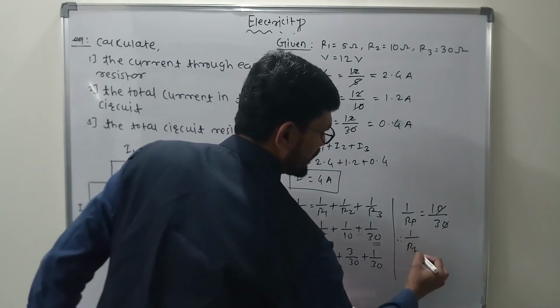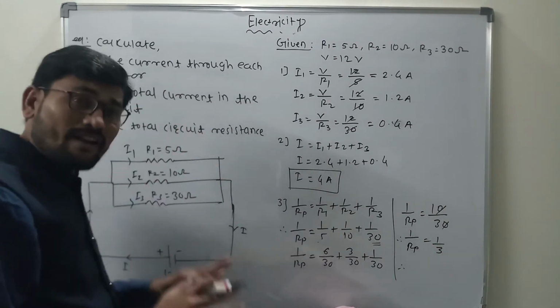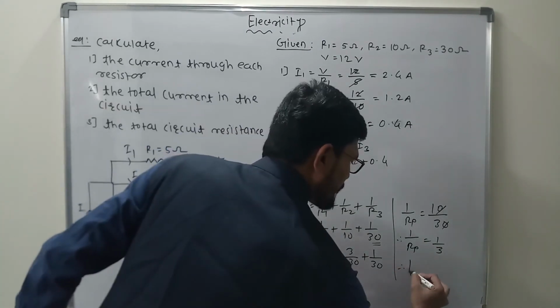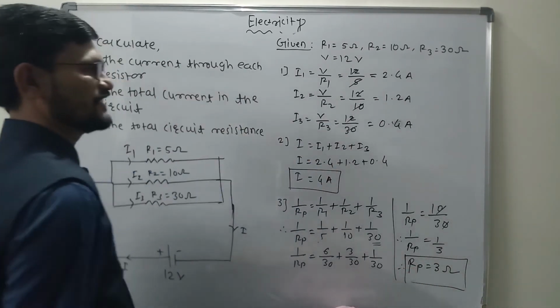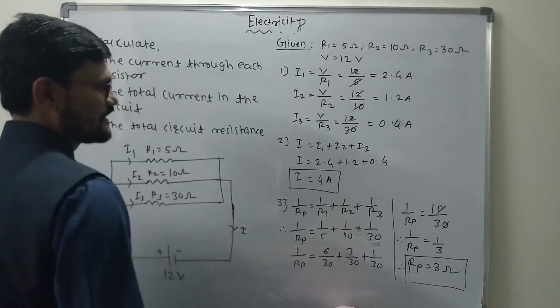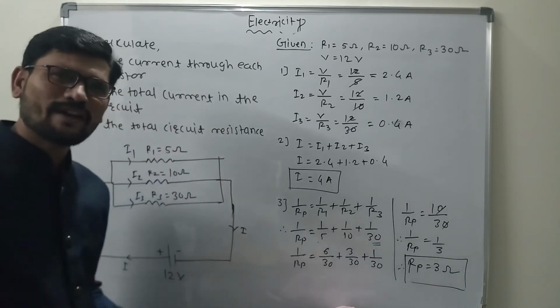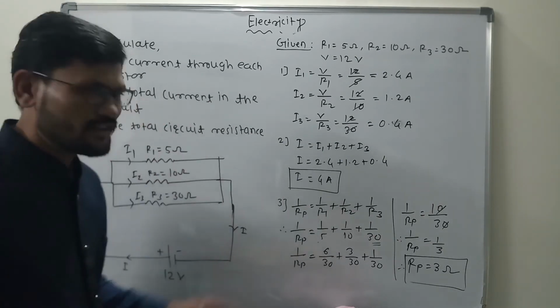1 by Rp is equal to 1 by 3. This is not the equivalent resistance in parallel, we need to take the reciprocal. If we do this, Rp is equal to 3 ohm. Very good, isn't it? So this is how it is, and it is very simple to calculate, but you need to try it. You need to do it. You need to solve it.